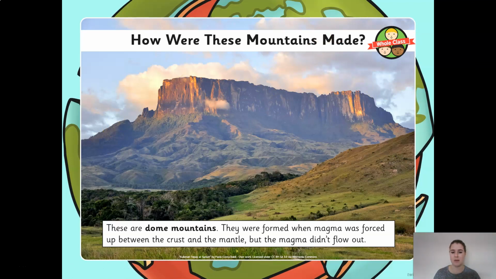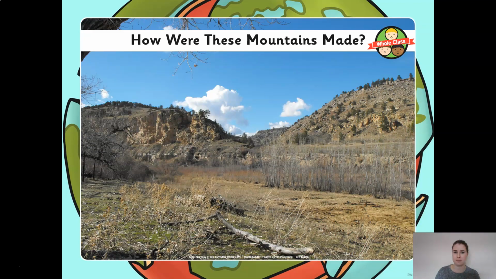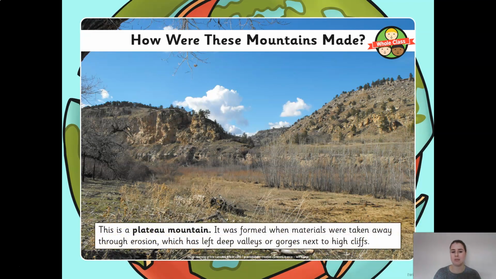Now here is a pure example of where that magma has been forced up right between the crust and the mantle, so right between the very edges of where our earth crust then comes up. But obviously because there's no hole like there would be for a volcano to allow that magma to flow out, it's been pushed up, and as it's got to that peak, it's then cooled, and as a result has then created that mountain formation.